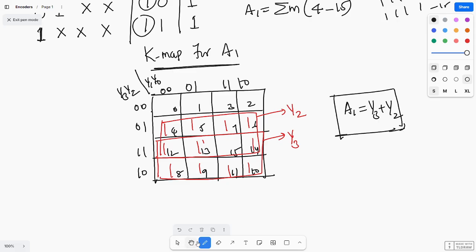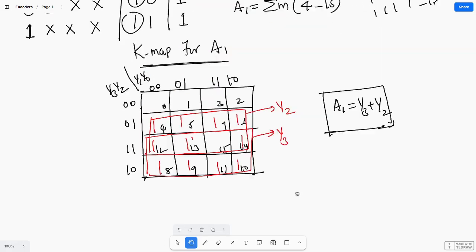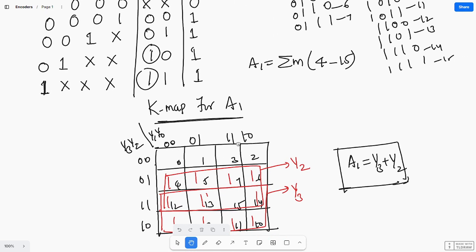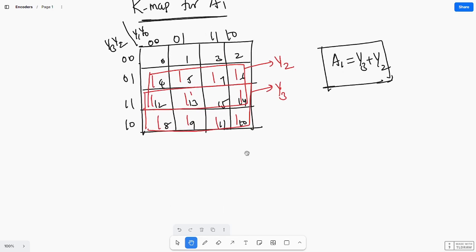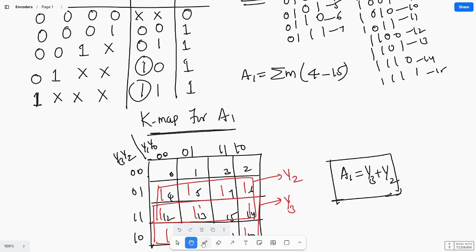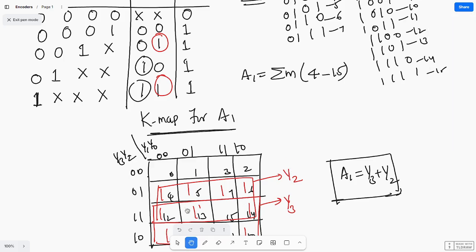I need to draw the k map for this a0. Okay, so a0, if you see a0, what are the min terms? So here I am writing the min terms. A0 equal to 0 0 1 don't care. Okay, this one, this one you will get. Okay, so 0 0 1 don't care, and 1 1 1 don't care. Okay, so anyway 1 don't care you got in this equation, no? Okay, so I got this.